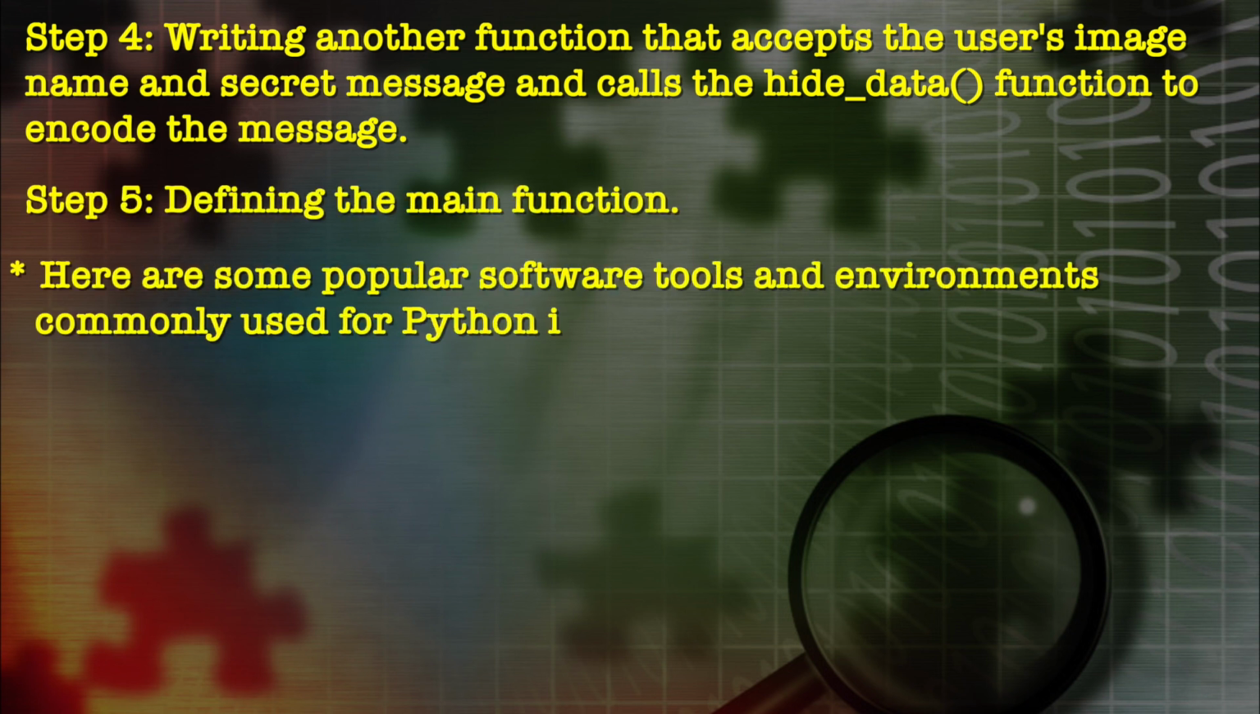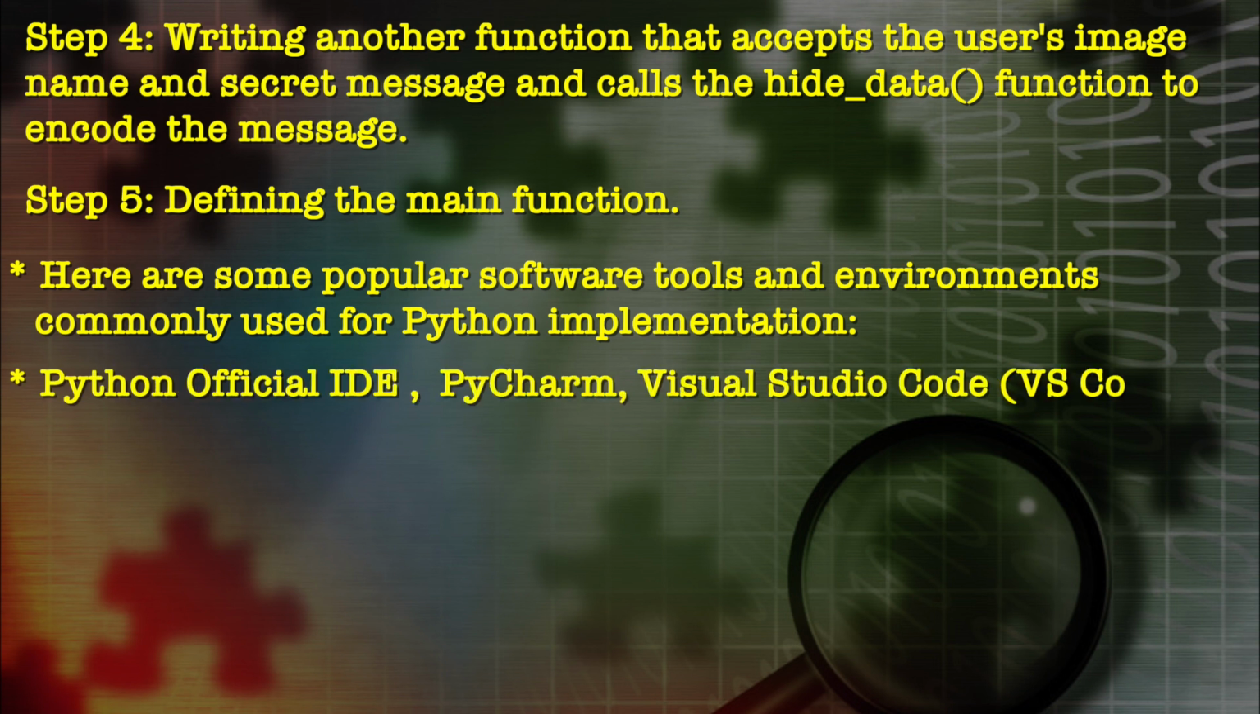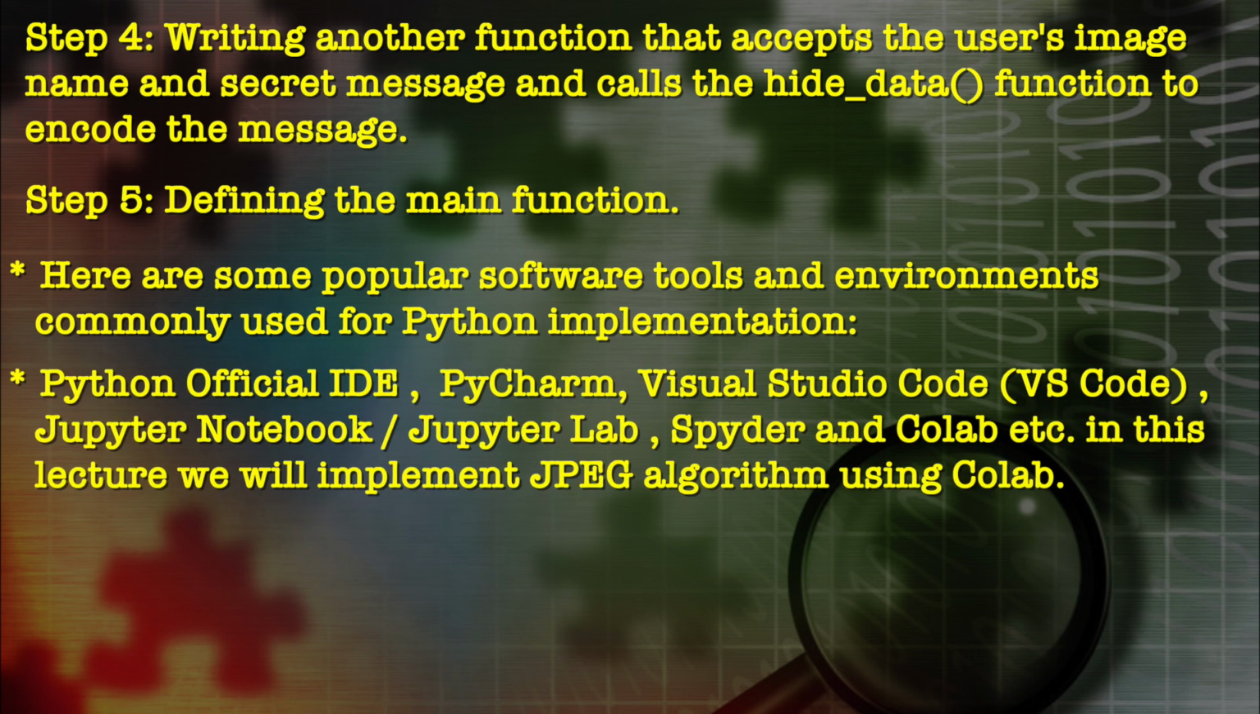There are some popular software tools and environments commonly used for Python implementation. These include PyCharm, Visual Studio Code, Jupyter Notebook, Jupyter Lab, Spyder and Colab. In this video lecture, we will implement the data hiding algorithm using Colab. Colab is a product from Google Research. It allows anybody to write and execute arbitrary Python code through the browser and is especially well suited to machine learning, data analysis and education.